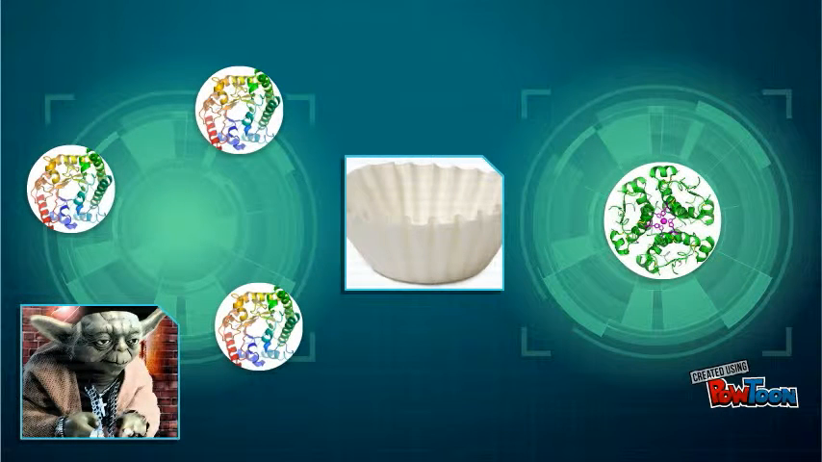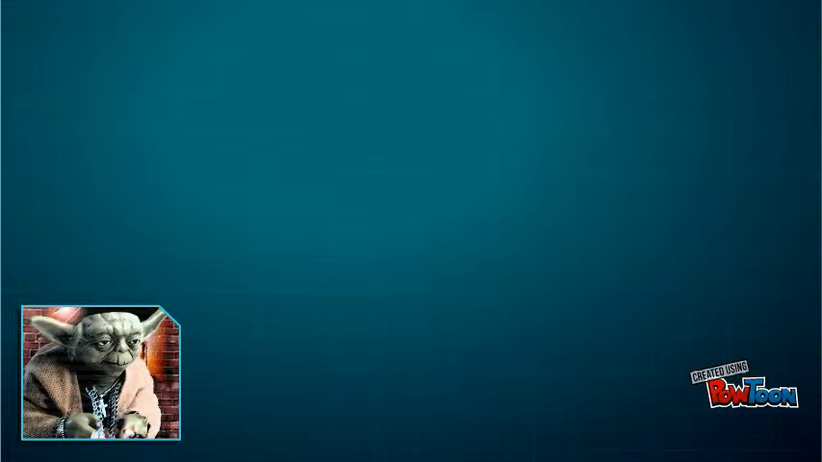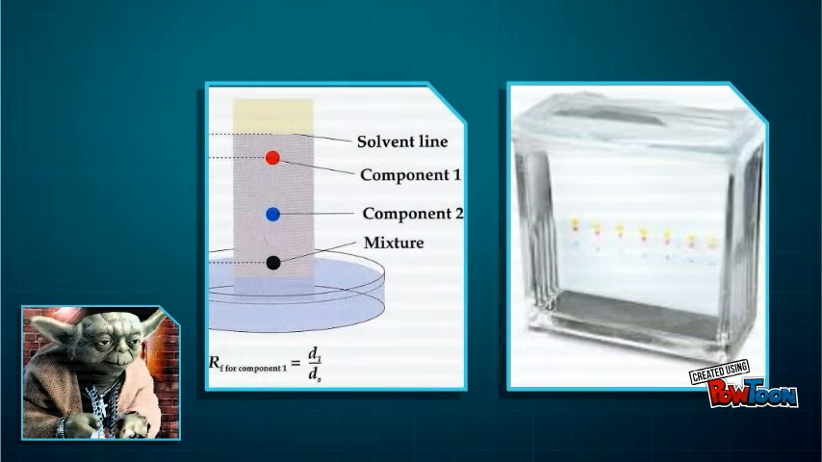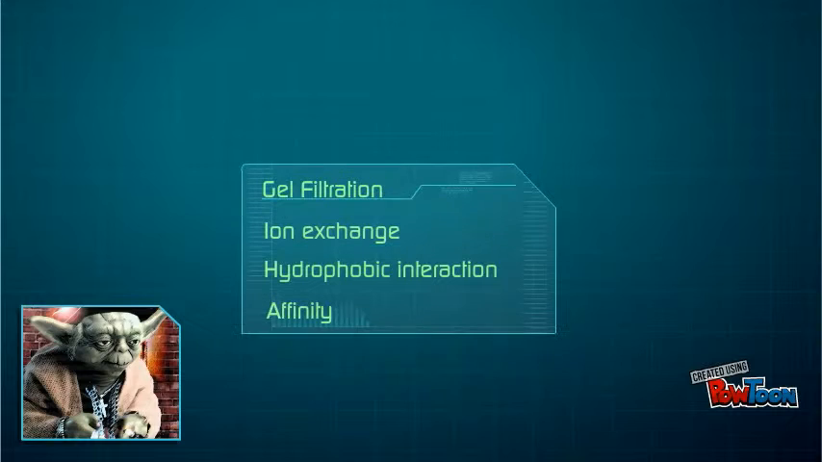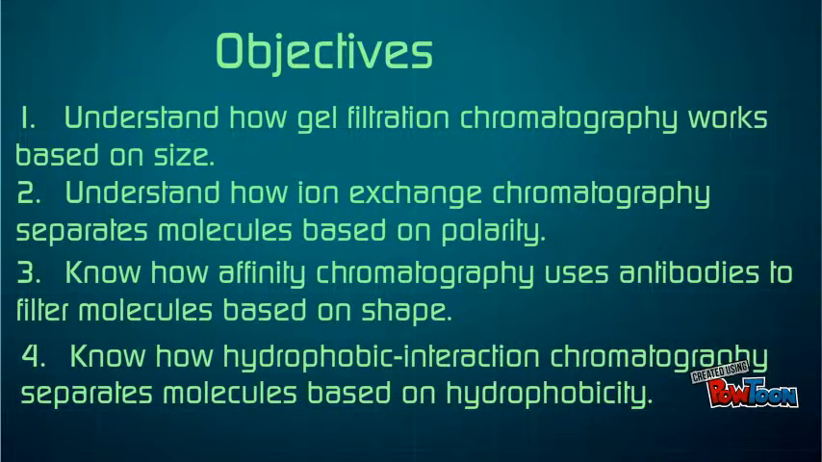Of course, there are a variety of different forms of chromatography, with their specific uses, such as paper and thin layer, but here we'll just focus on the four main column types. Our objectives are simple, and they encompass the four columns. 1. Understand how gel filtration chromatography works based on size. 2. Understand how ion exchange chromatography separates molecules based on polarity. 3. Know how affinity chromatography uses antibodies to filter molecules based on shape. And 4. Know how hydrophobic interaction chromatography separates molecules based on hydrophobicity.